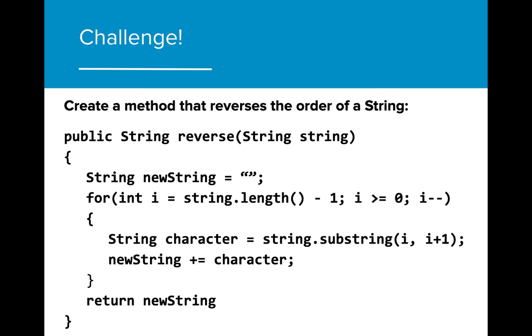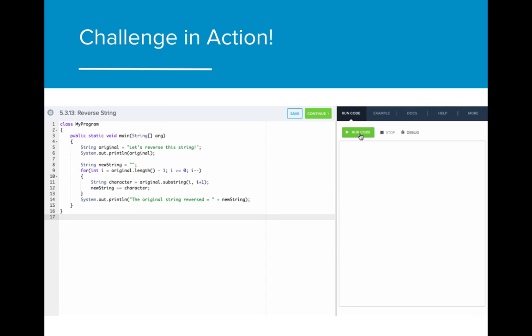Finally, we can return the new string to the program, which should be a fully reversed string after the for loop is over. Here's a live demo of that method.